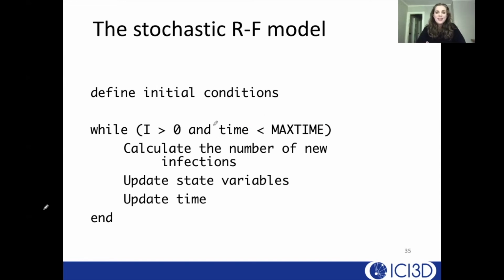And then our simulation will check whether the current time is less than that maximum time. And if not, it will stop and give us our results. But while these two conditions are met, we will calculate the number of new infections, update our state variables, S, I, and R, and update the time. And then this will keep repeating while these two conditions are satisfied.